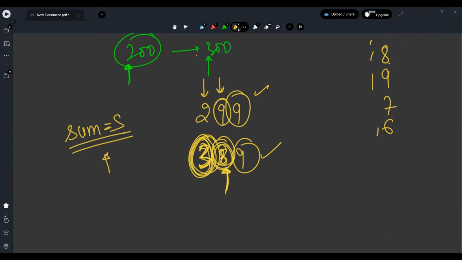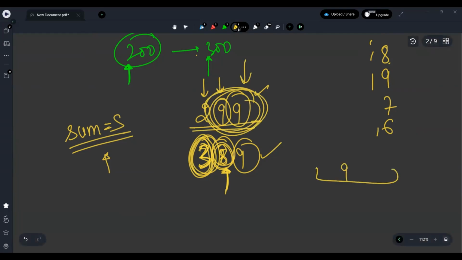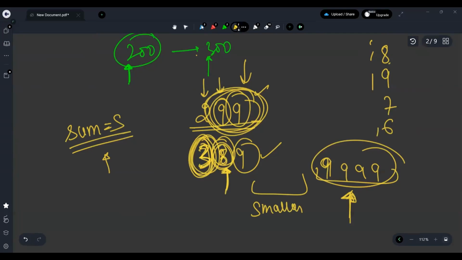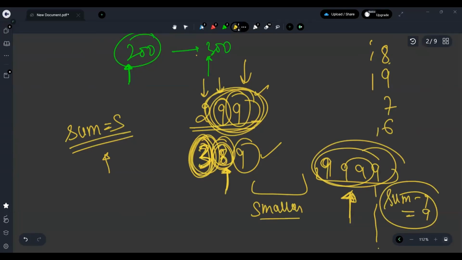So the main observation behind this question is that we have to keep as many 9s at the end as possible. Why? Because the greater the number at the back, the smaller the number will be, since we are reducing the sum by 9, 9, 9, 9. The more 9s I subtract, the smaller the remaining sum becomes, so I will add a small number here.